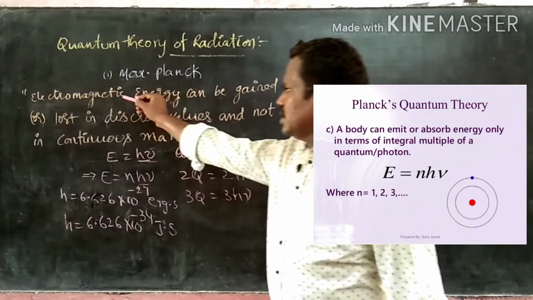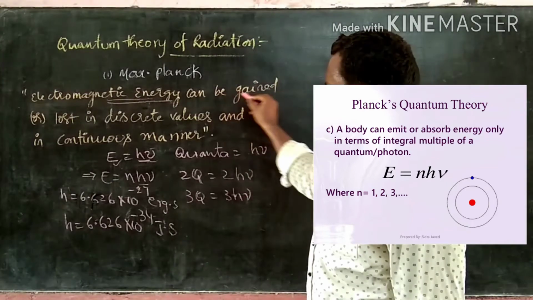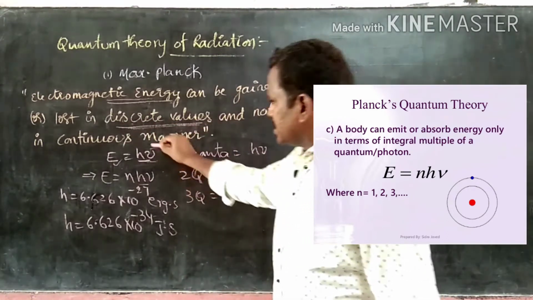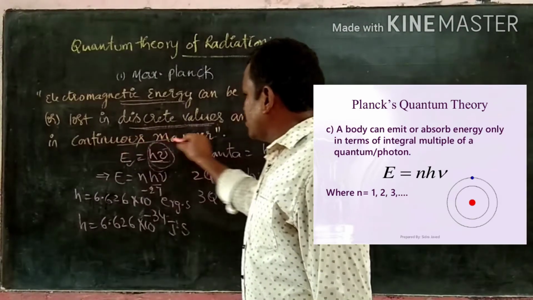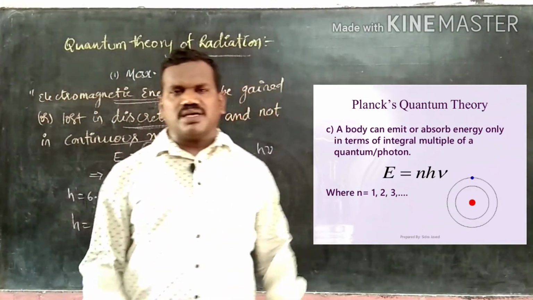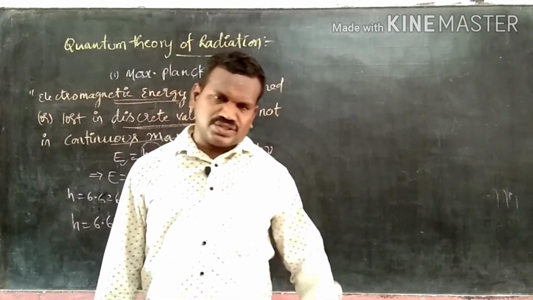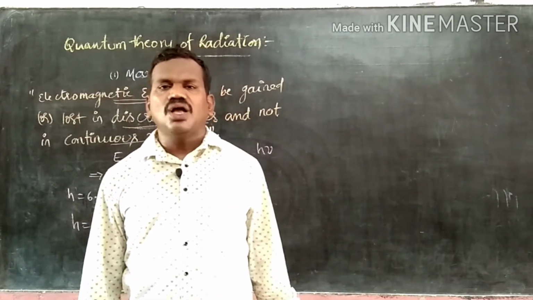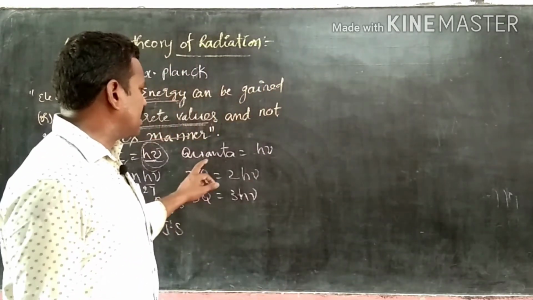See the statement now: electromagnetic energy can be gained or lost in discrete values, meaning in perfect quantity values only, not in a continuous manner. Then what happens? The enormous amount of energy coming from the universe in the form of packets falls on all bodies. All the bodies absorb that energy and store it in the form of packets. That packet of energy we call a quantum.